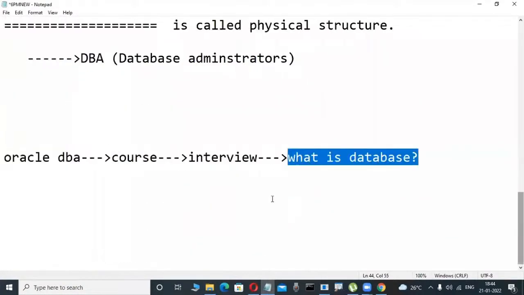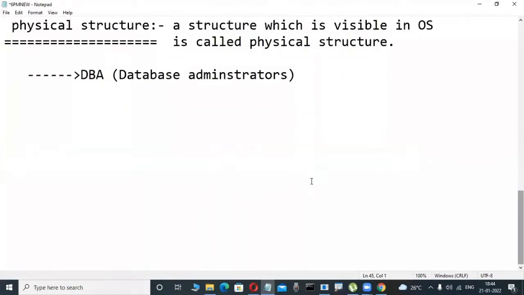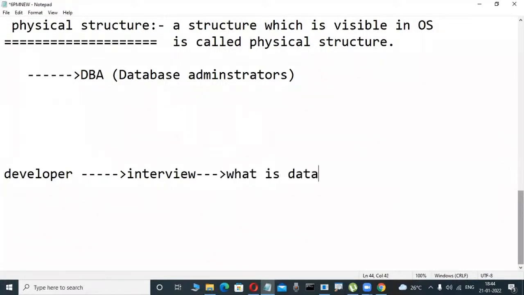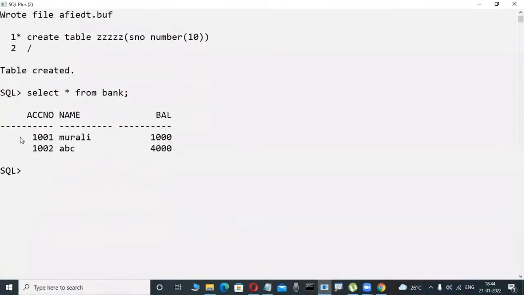Suppose I am a developer, not an administrator. I am a Java developer, SQL developer, PL/SQL developer, Python developer, like that. These developers attend an interview. What is a database? For example, generally, when they ask what a database is, the developers tell the logical structure. They say it is a place where we can store a structured collection of data.